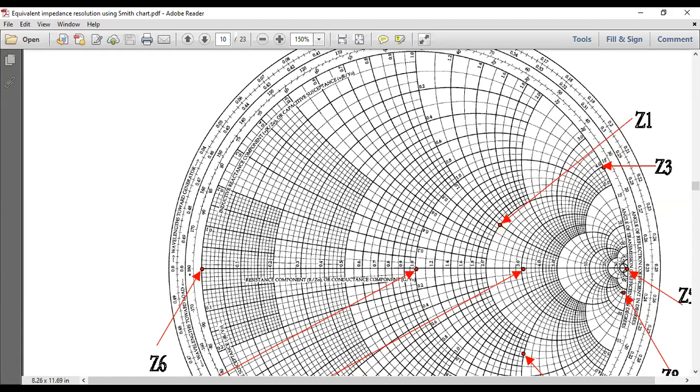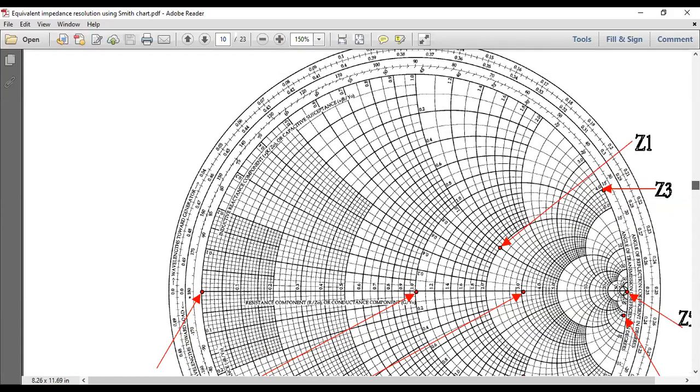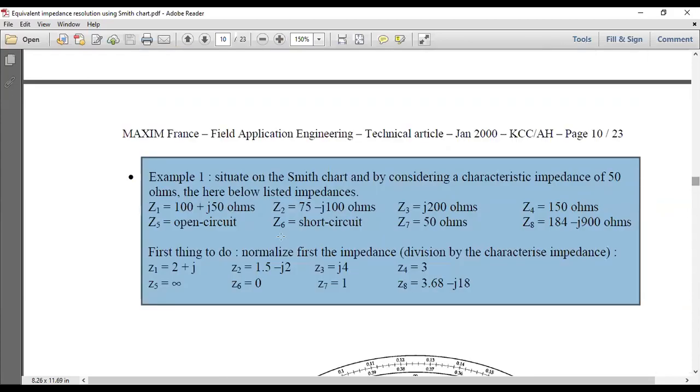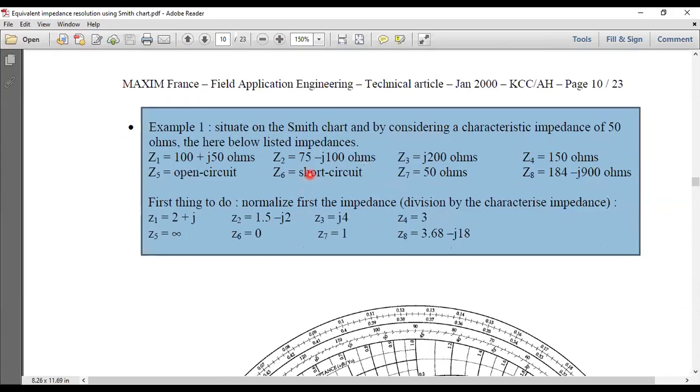Okay, Z2, then I'll just go through Z2. Z2 is 75 minus J100 ohm. Now 75 divided by 50 is 1.5.